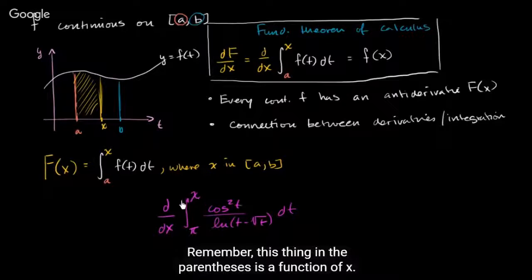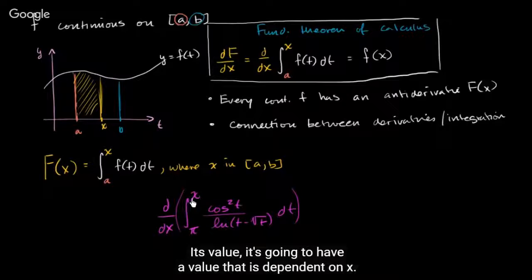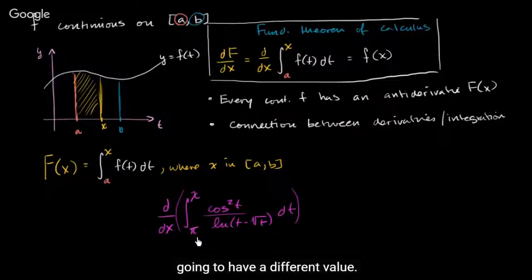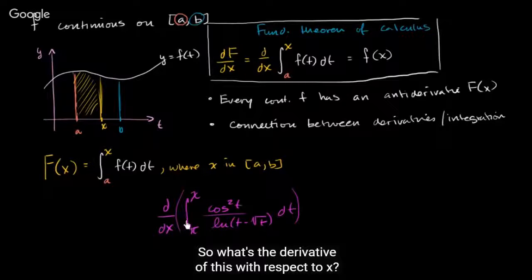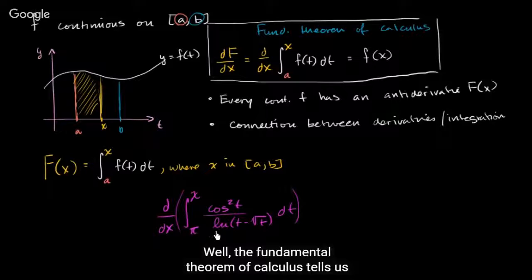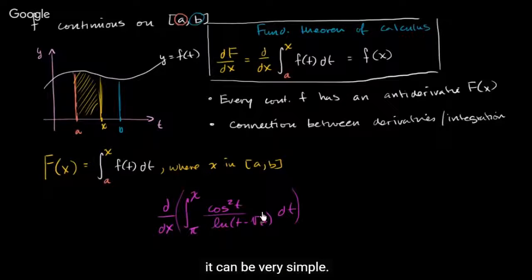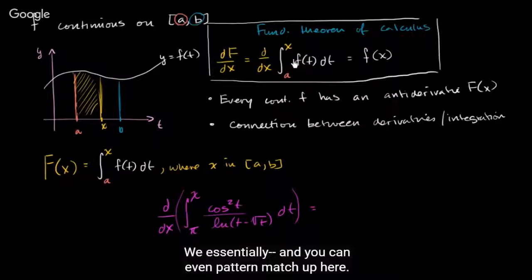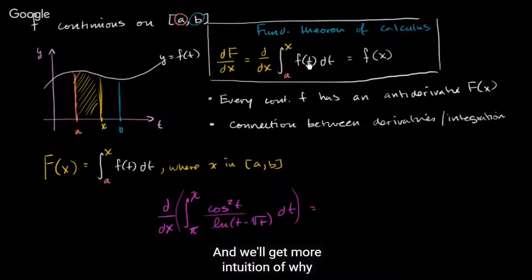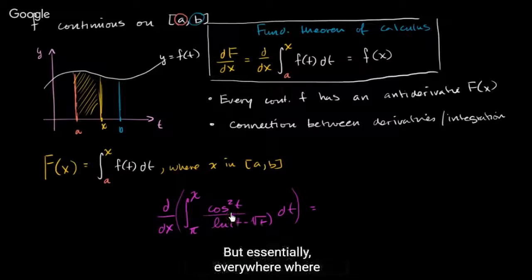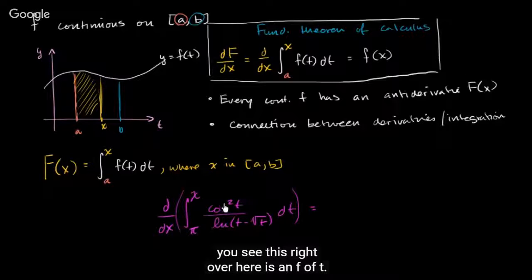Remember, this thing in the parentheses is a function of x. It's going to have a value that is dependent on x. You give it a different x, it's going to have a different value. So what's the derivative of this with respect to x? Well, the fundamental theorem of calculus tells us it can be very simple. You can even pattern match up here, and we'll get more intuition of why this is true in future videos, but essentially everywhere you see a t, replace it with an x, and it becomes an f of x.